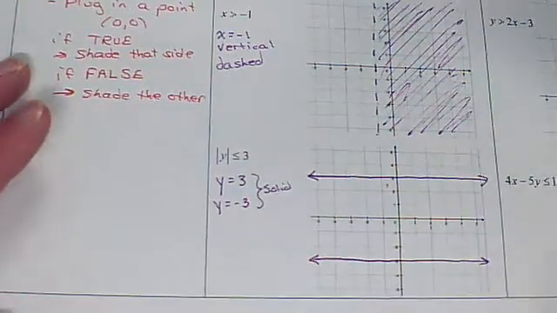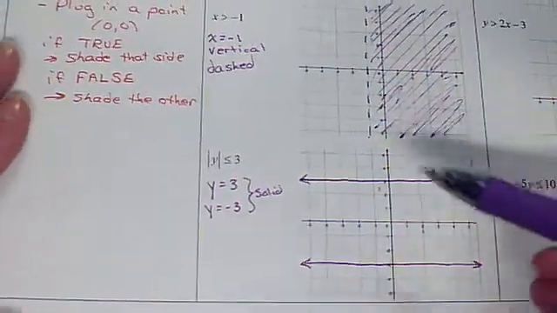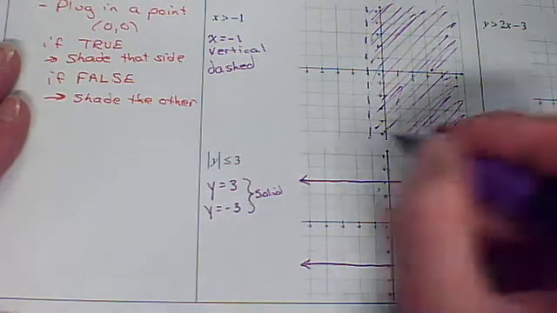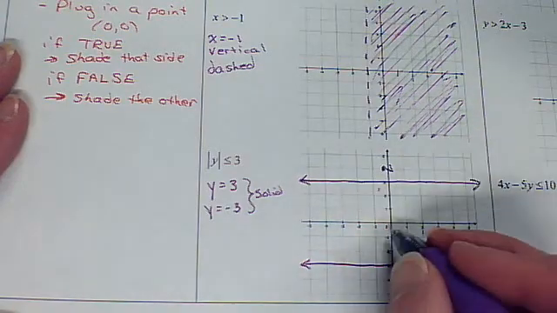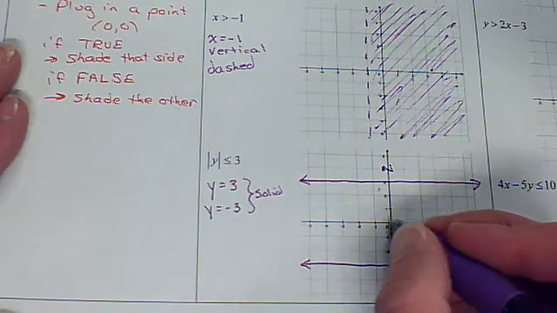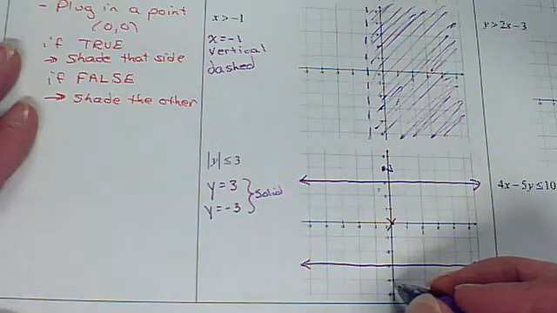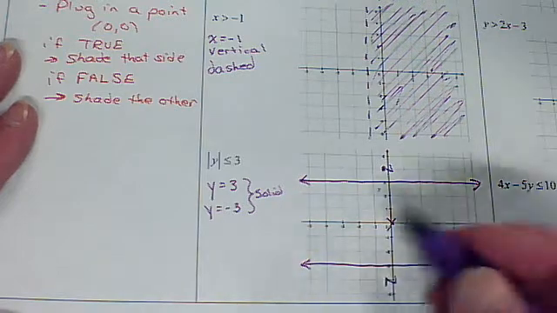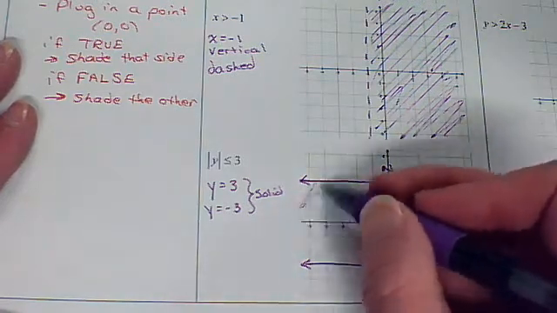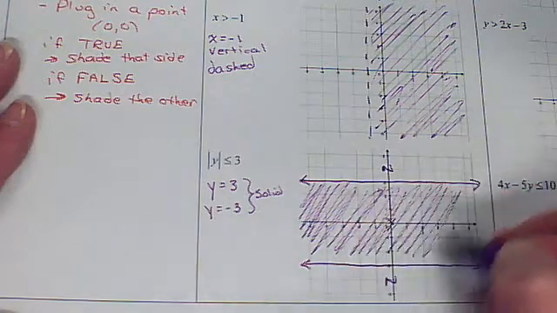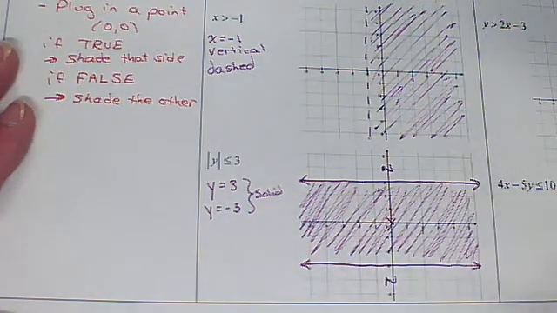Now, let's decide where to shade. And I'm going to pick several y values here. When y is 4, absolute value of 4 is 4. Is that less than 3? No. What about 0? Yes. What about negative 4? Absolute value of negative 4 is 4. Well, that's not less than 3, so this is a no. So here, we're actually shading between our boundary lines. Let's continue.